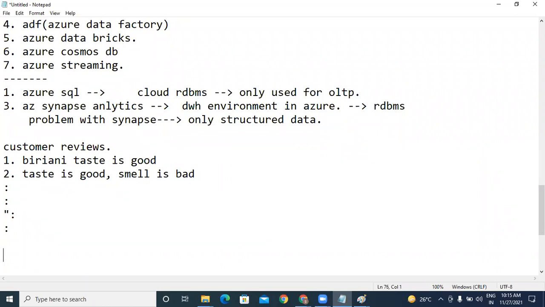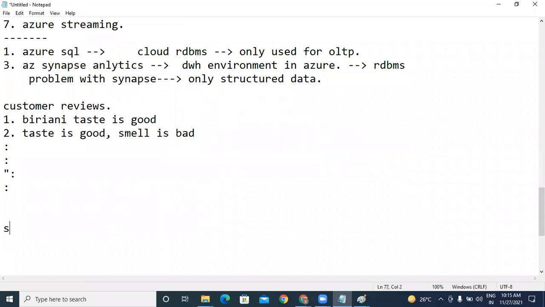Now I want you to write a SQL query. How many customers are positive? How many customers are negative? Can you write a query? You cannot write it with a simple select.